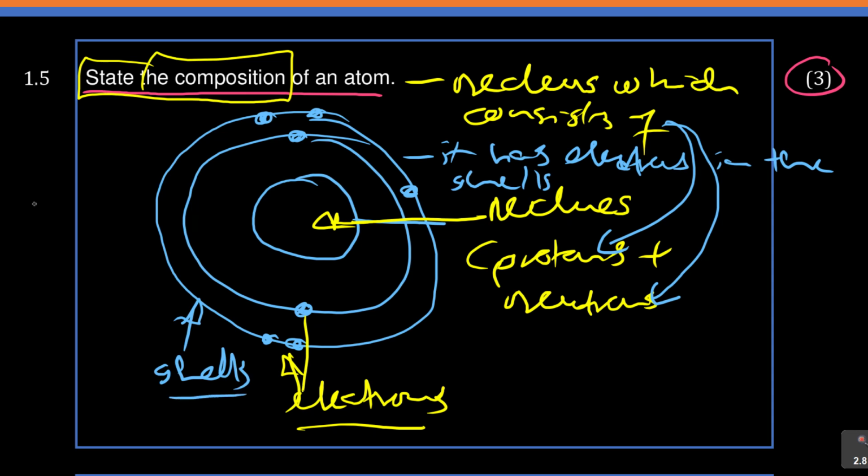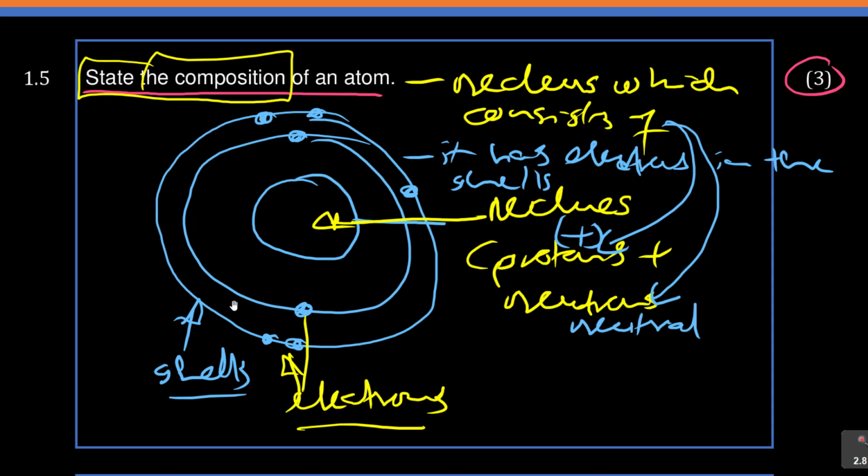Alright, don't just say an atom has got electrons, protons and neutrons. You might get penalized there. Just tell us an atom has got a nucleus. Inside that nucleus, there are protons and neutrons. You can even go on further and say there are protons which are positively charged and neutrons which are neutral. Remember, the neutrons, they are neutral. And then there are electrons which are orbiting in the shell, which are negative.